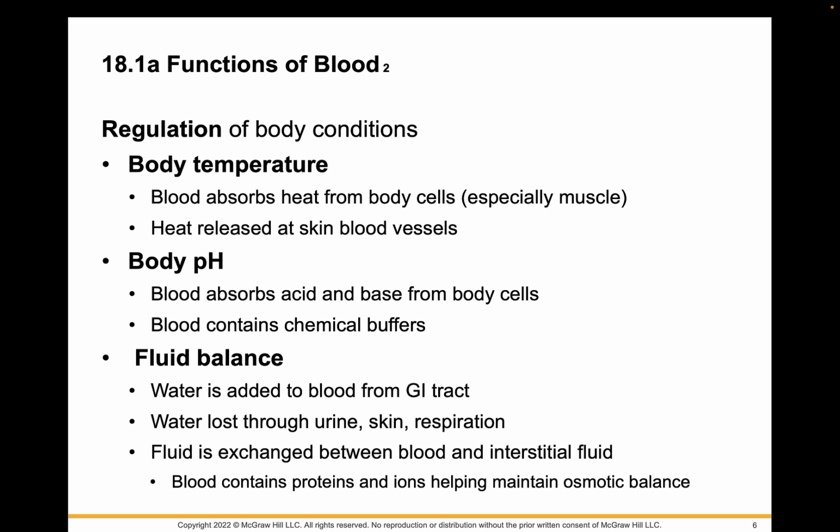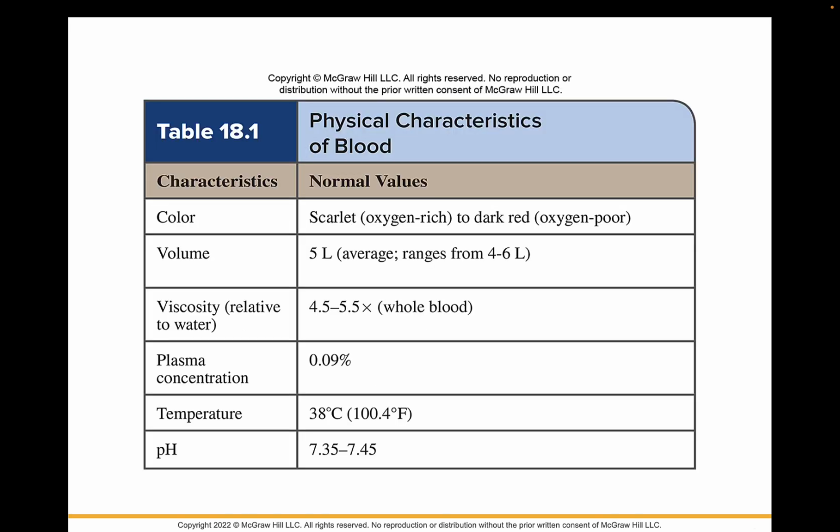It also plays an extremely important role in fluid balance. Water will be added to blood from the GI tract, so it will be absorbed in. Water will be lost through urine, skin, and respiration. And then fluid is actually exchanged between blood and the interstitial fluid. So what is going to allow this to happen is that blood contains proteins and ions which help maintain osmotic balance, and that's a really big part of fluid balance.